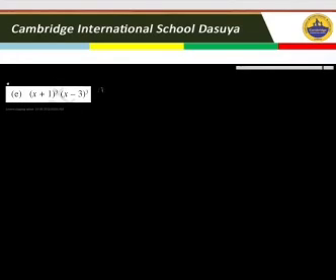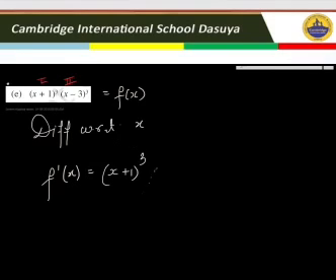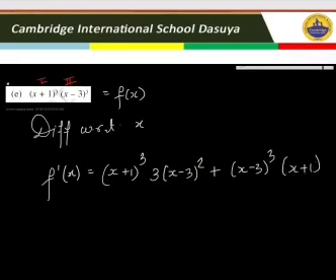This is my board, and I have copied the question, that is the E part. So E part is your f(x). Differentiate with respect to x. f dash x, now here use the UV rule. This is the first function, this is the second function. So this is (x plus 1) whole square as it is, and the derivative of the second function, that is 3(x minus 3) whole square, plus (x minus 3) whole cube and (x plus 1) into 3. Fine.